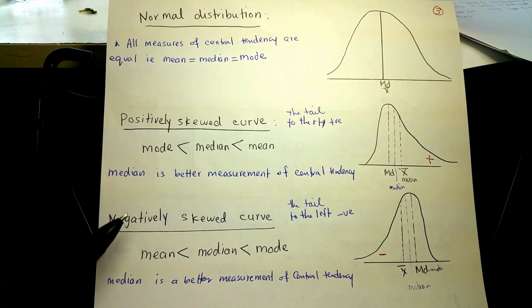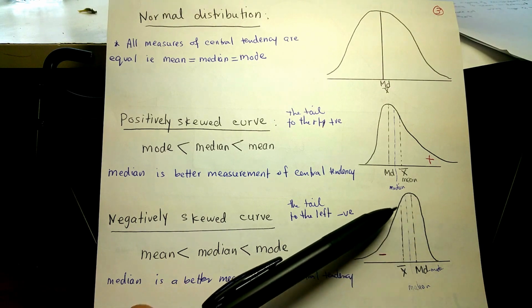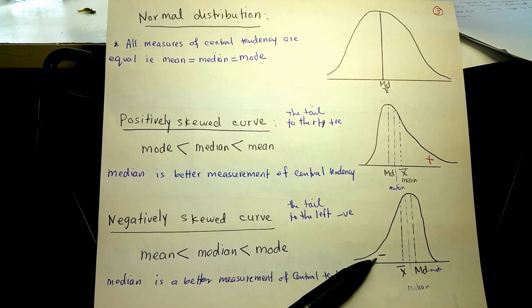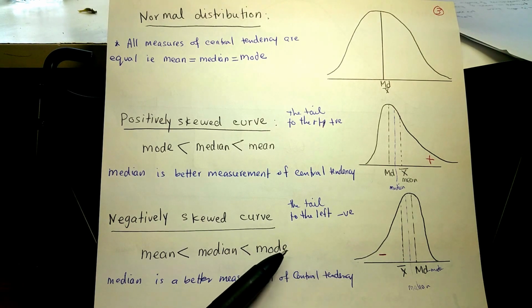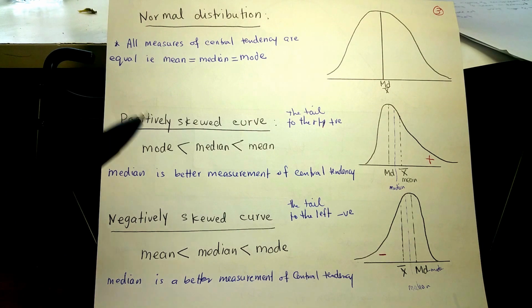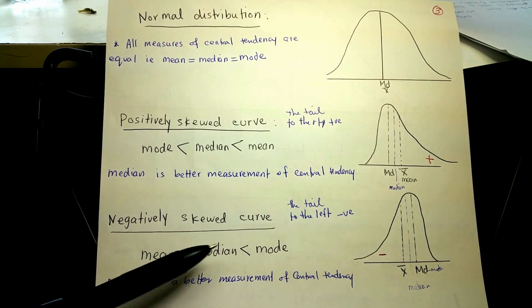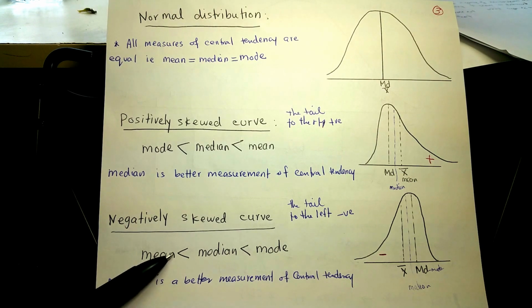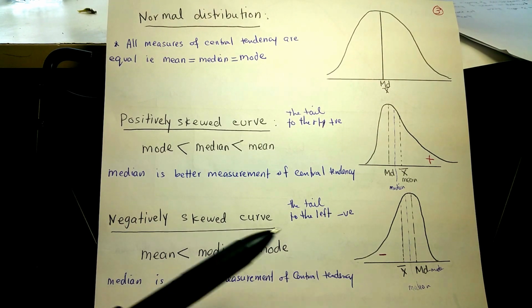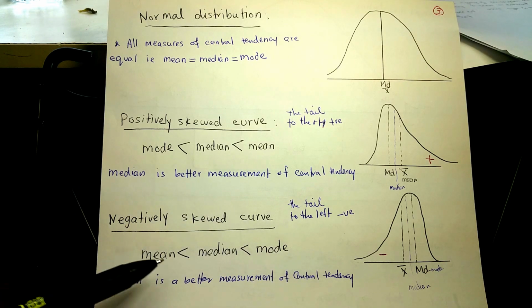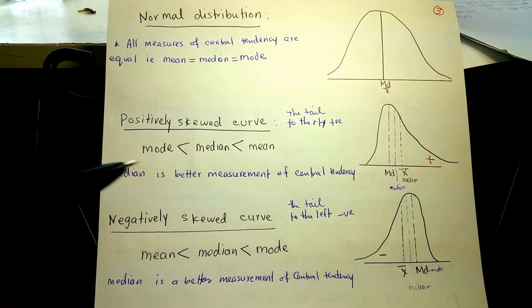If we have an extreme value toward the negative side, the curve would be skewed. The tail would be towards the left, or the negative side. So write them on the opposite side: the mean, median, mode. So the mean is smaller than the median, smaller than the mode. The median is the better measurement of central tendency.